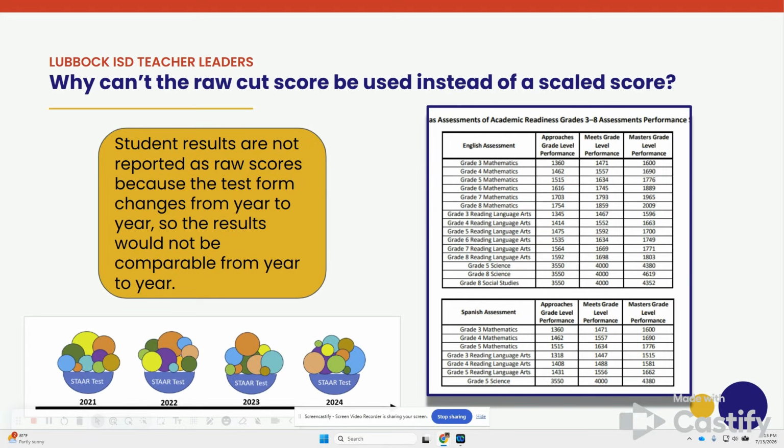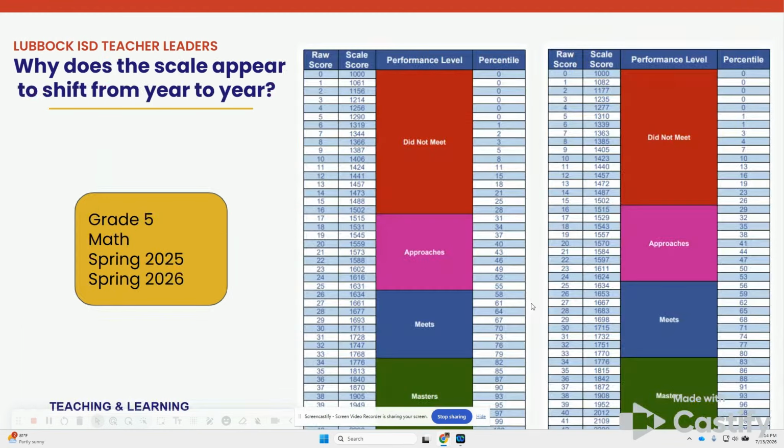Texas doesn't use scaled scores to trick us or to make us think that they're moving the goalpost from year to year. It's just an important component of test reliability and validity. Remember, the raw score is the number of points, not the number of questions.